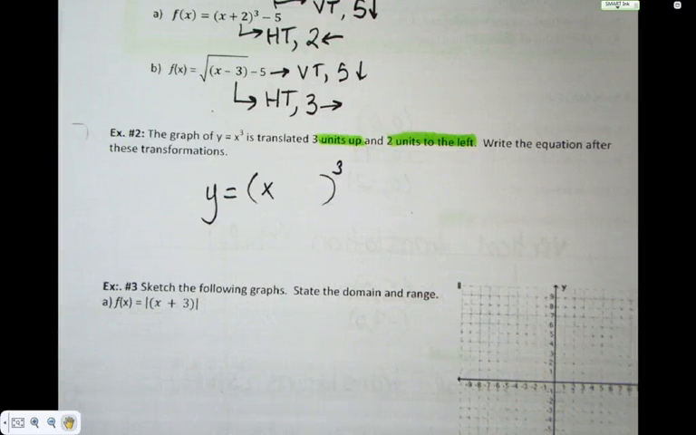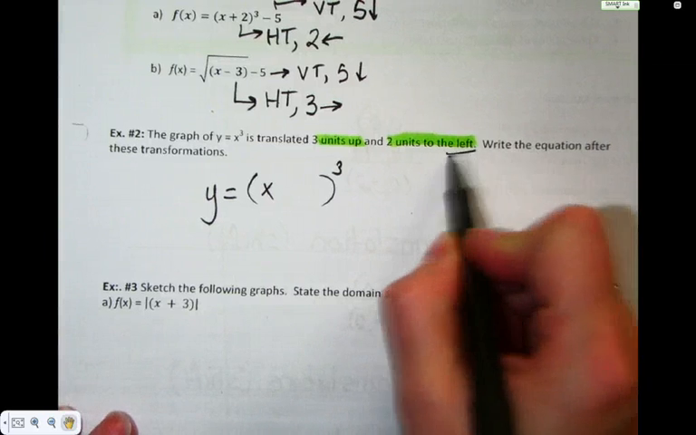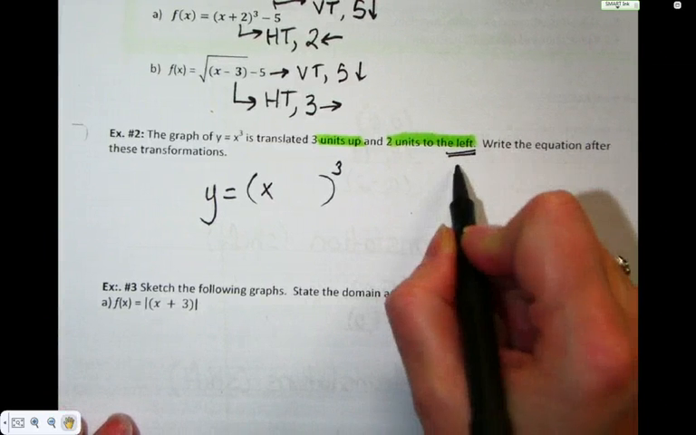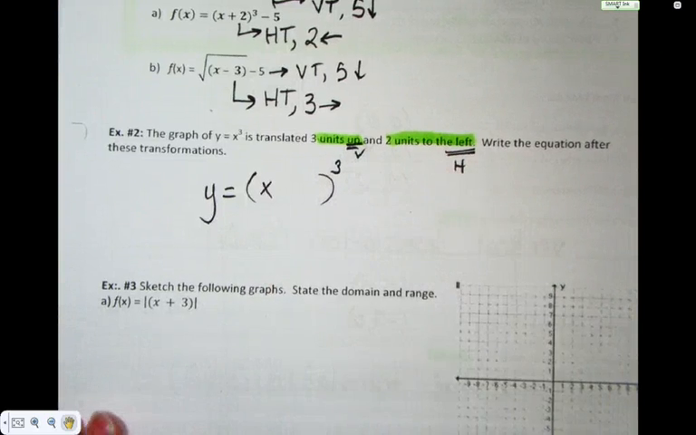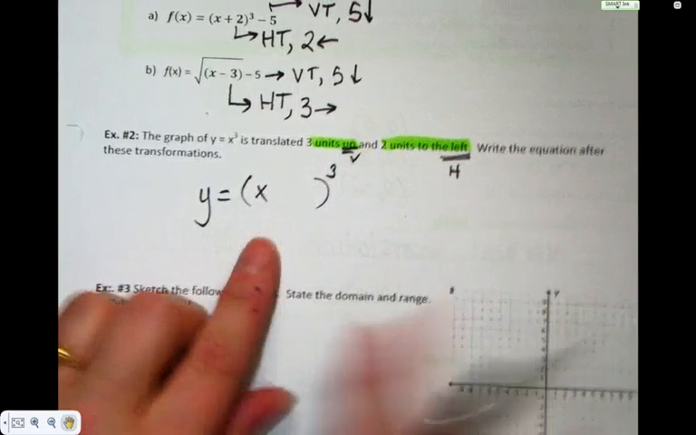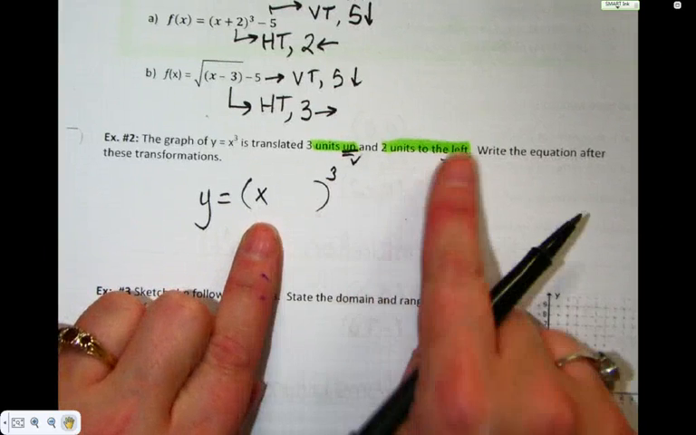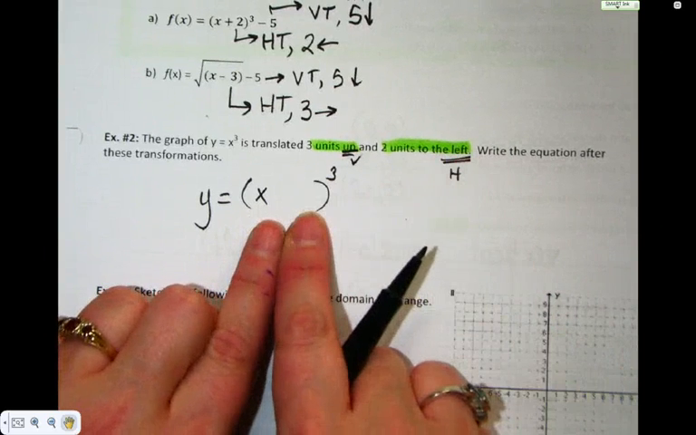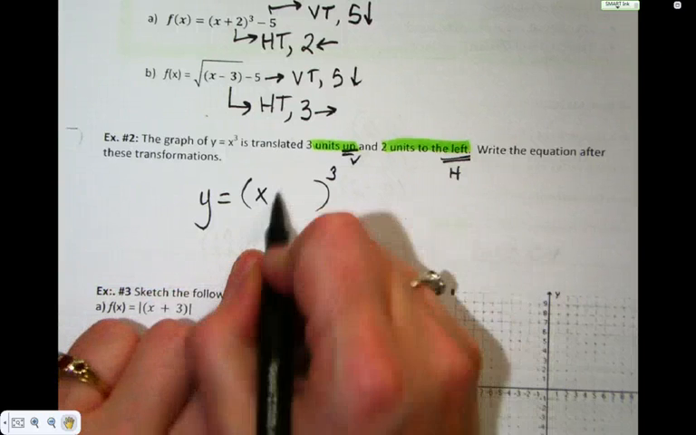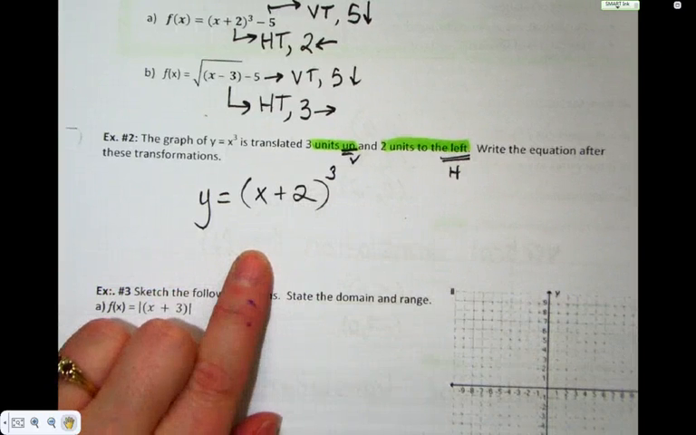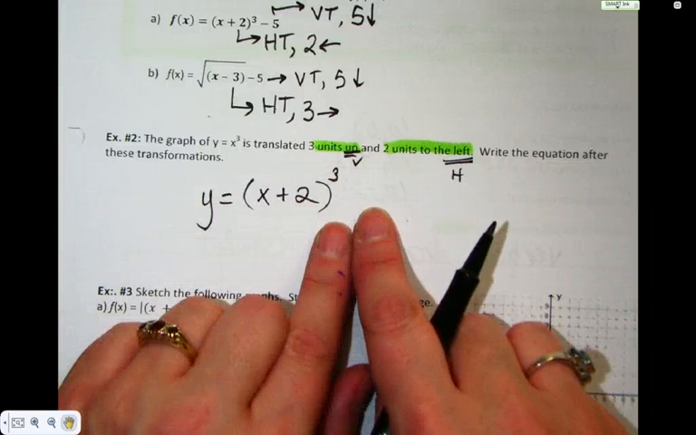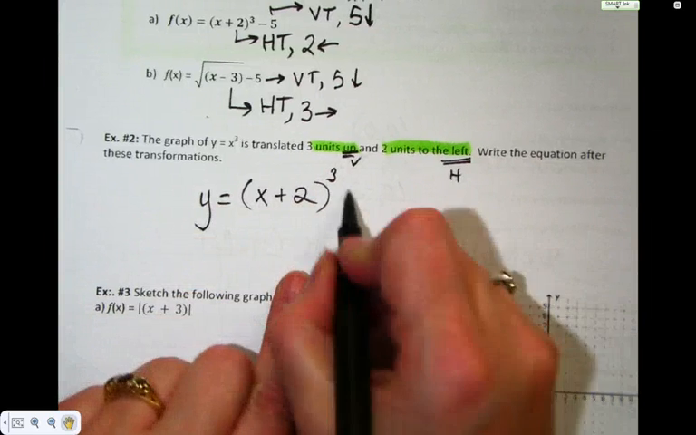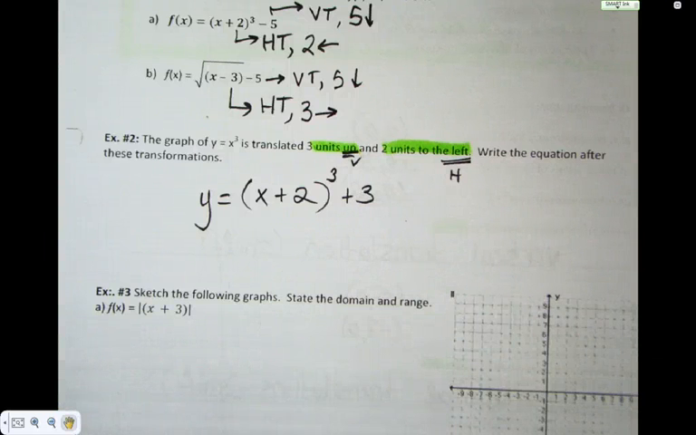How do I know that I'm going to need brackets somewhere in here? Because left implies what direction? Horizontal. Up implies vertical. So I know horizontal is going to go inside the brackets. If it's to the left, what number do I end up putting here? +2. The vertical is going to go outside, and if it's going up, +3. That's it. That's all that question is asking for.